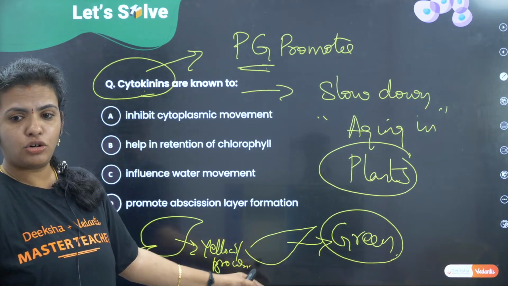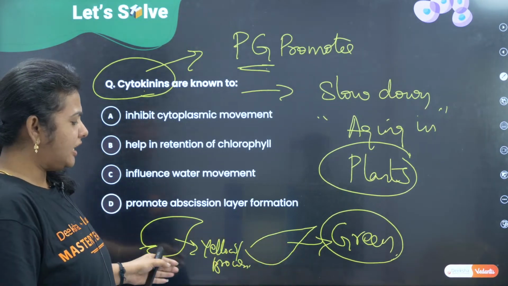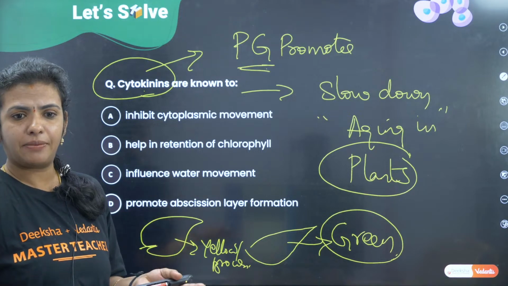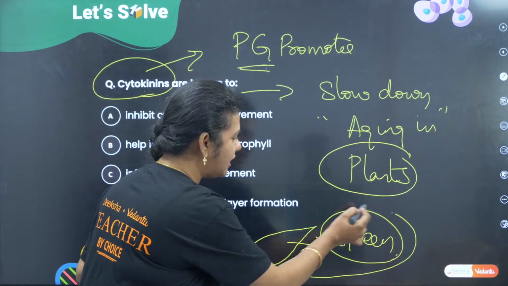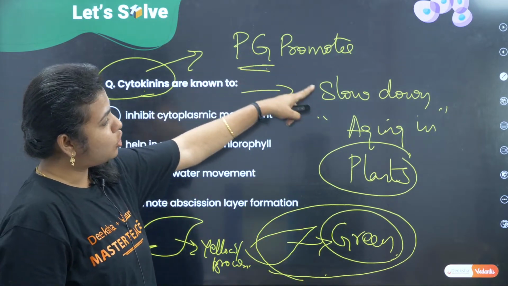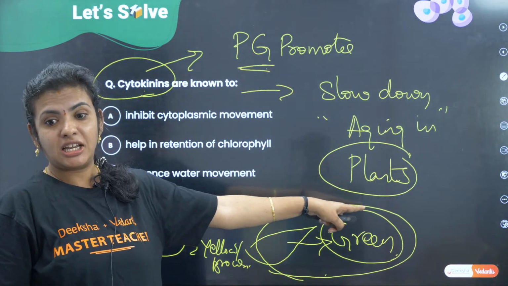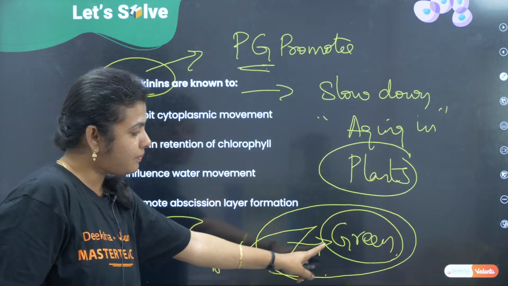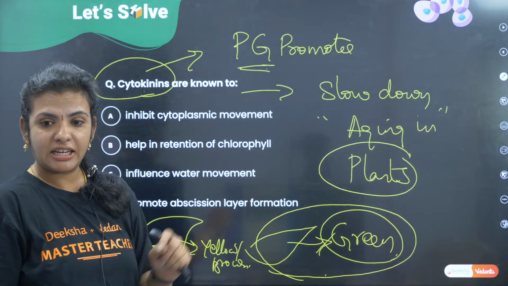Okay. So which would you call as a young leaf, the green one or the yellow one? The one which is becoming dry. Definitely the one which is green in color. This is called as a young leaf, correct? So when I say it is going to slow down aging in plants, definitely it is meaning that it is going to keep the plant green in color.